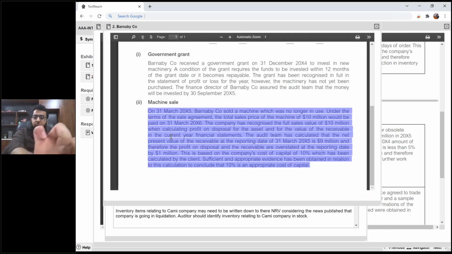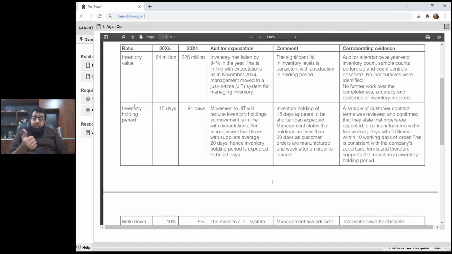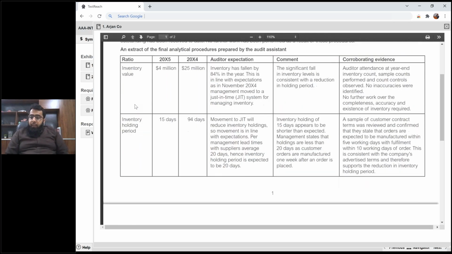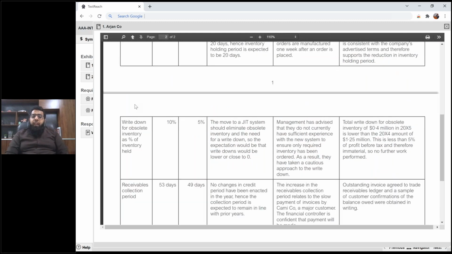So, if we look at the question, first of all, we discussed the inventory value issue. Then we discussed the inventory holding period matter. And then we discussed the write-down for obsolete inventory. Now one student has asked, sir, whether we should write the action and procedures together or write them separately.